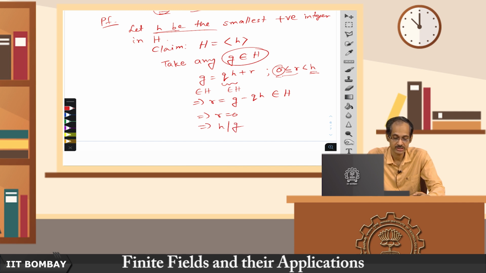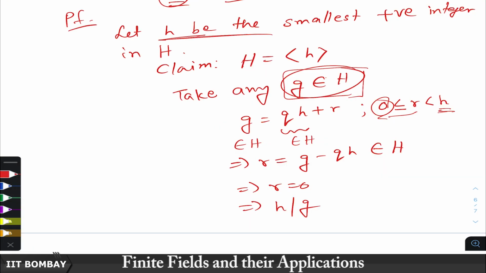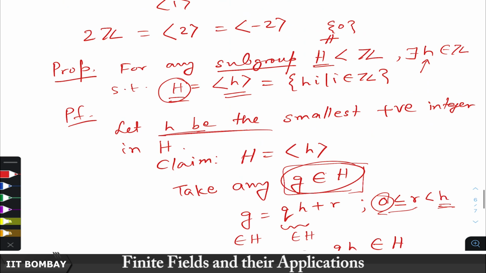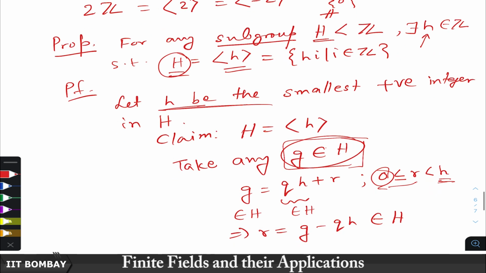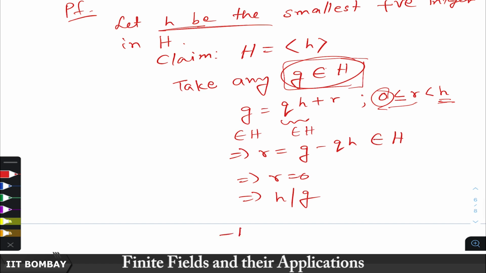So, what we have shown is that every element in the subgroup is divisible by this chosen element h, which is chosen to be the smallest positive integer in H. In other words, any subgroup in Z is generated by the smallest positive integer in it. It is also generated by minus h, which is the largest negative integer in H. This is the same as this.